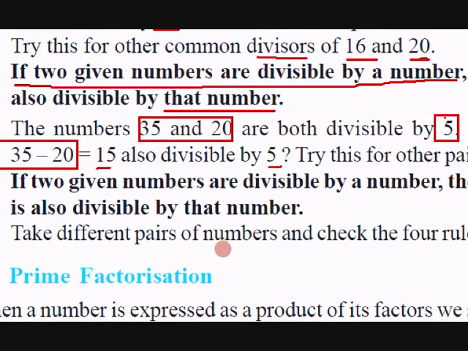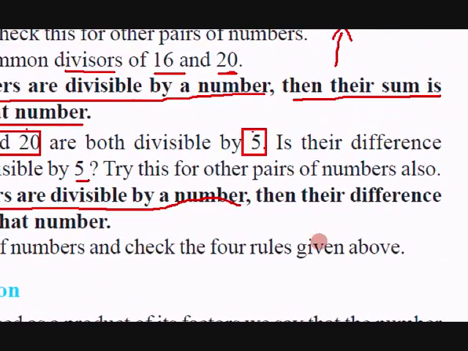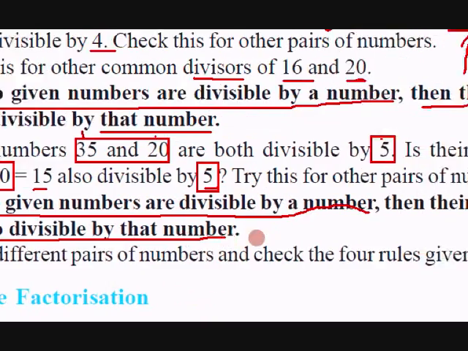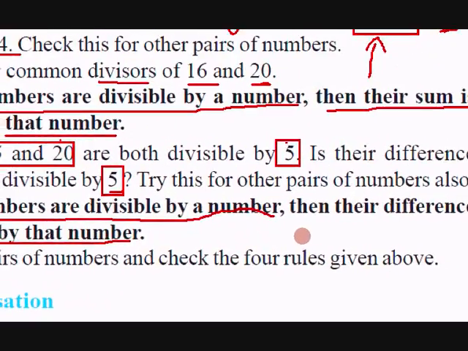If it holds good, in short you will find if two given numbers are divisible by a number, for example 35 and 20 are divisible by 5, then their difference is also divisible by that number. The subtracted value is also divisible by that number which divides the individual numbers. Take different pairs of numbers and see whether the above rules apply.